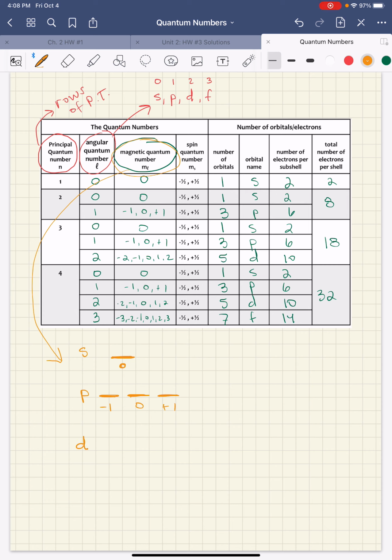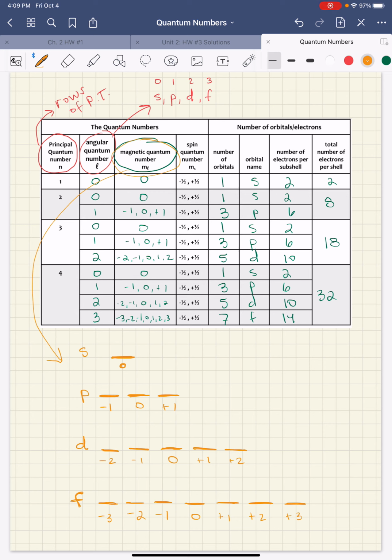For D, D has 1, 2, 3, 4, 5, which would be -2, -1, 0, +1, and +2. And then F has 7, so 1, 2, 3, 4, 5, 6, 7, starting with -3, ending with +3, and it looks like this.